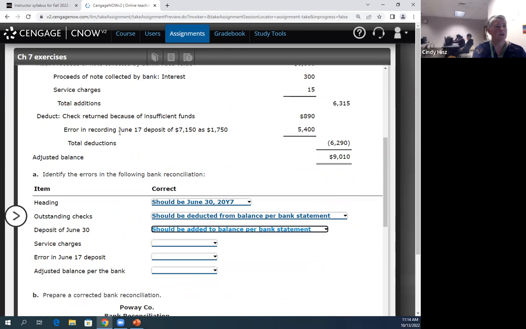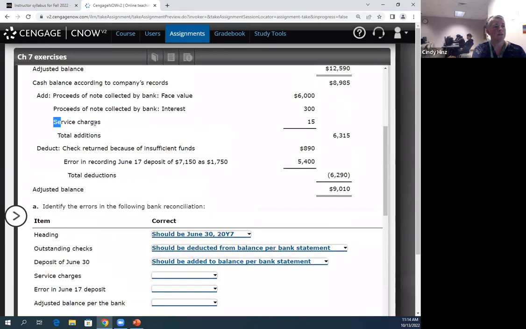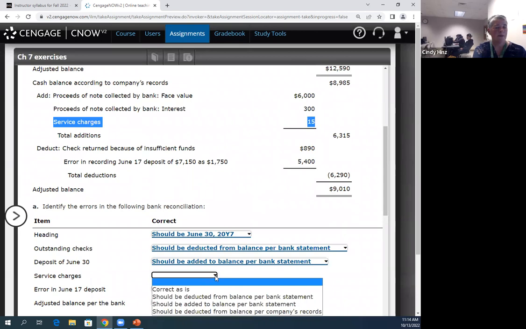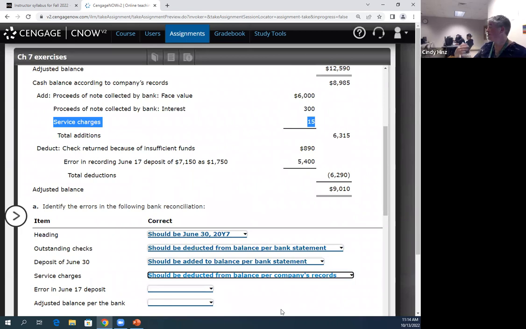How about the service charges? Here we have service charges. Should be deducted. The bank took that out of our account, and we haven't done the journal entry yet to remove it from our records. So we still need to do that journal entry.